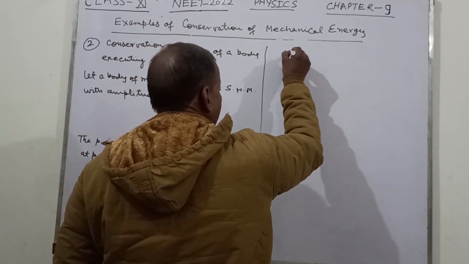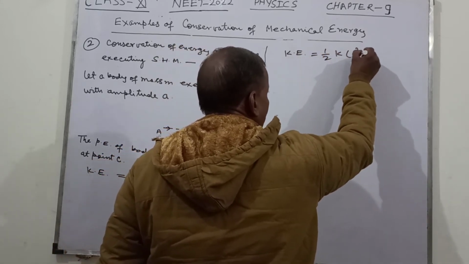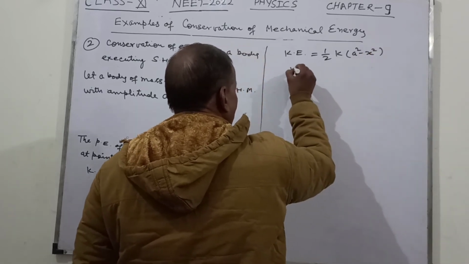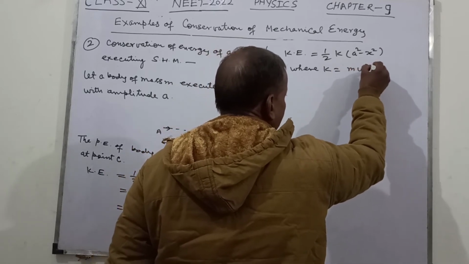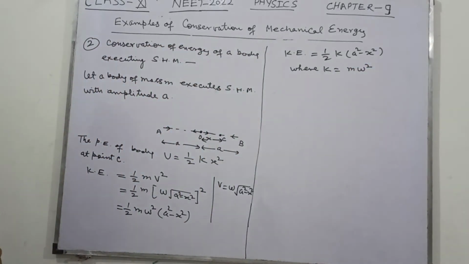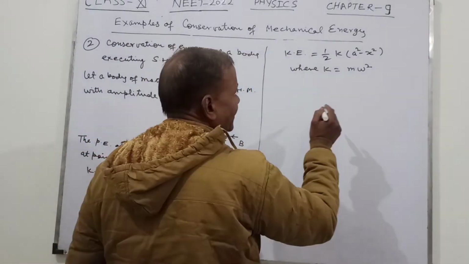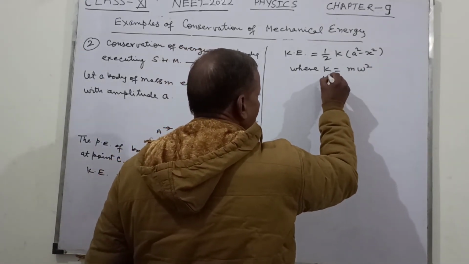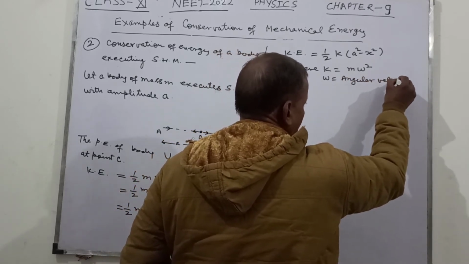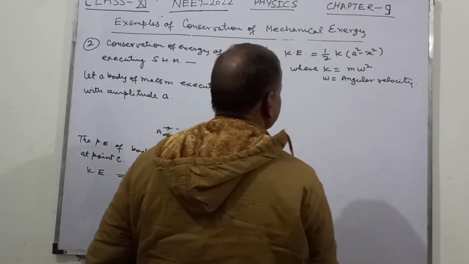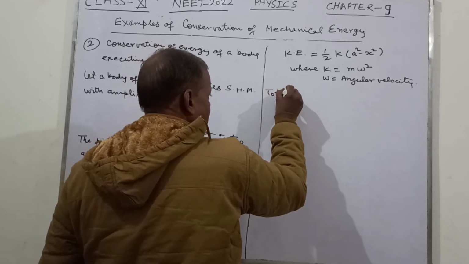So kinetic energy is equal to half k into a square minus x square, where k is equal to m omega square. Omega is the angular frequency or angular velocity.